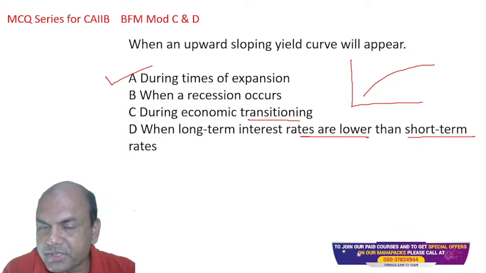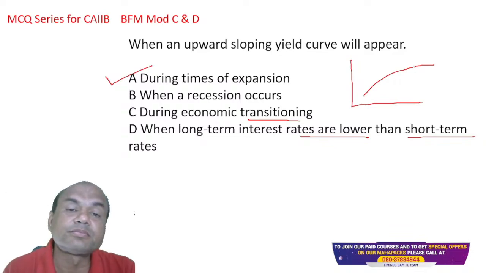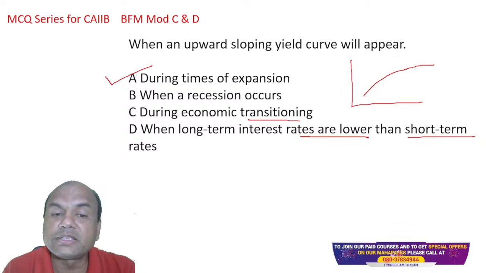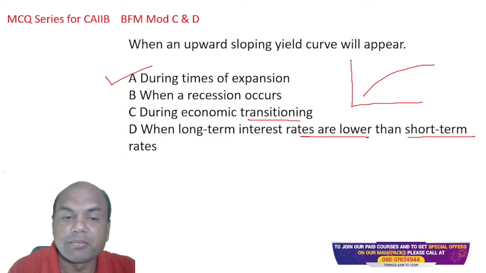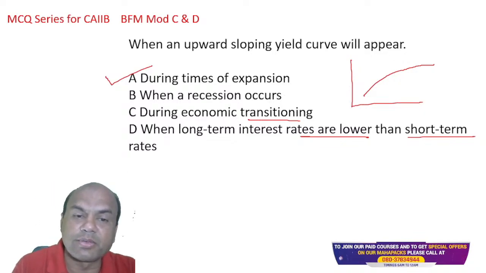Now look at this question. In B, C and D, there are two options which are the same. Which are those options? B is recession occurs. B means recession.